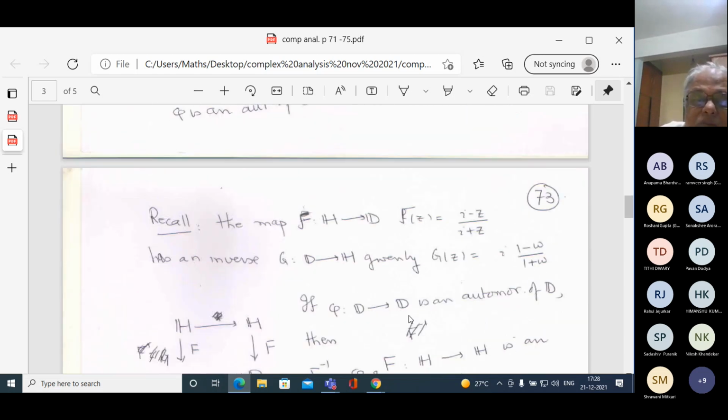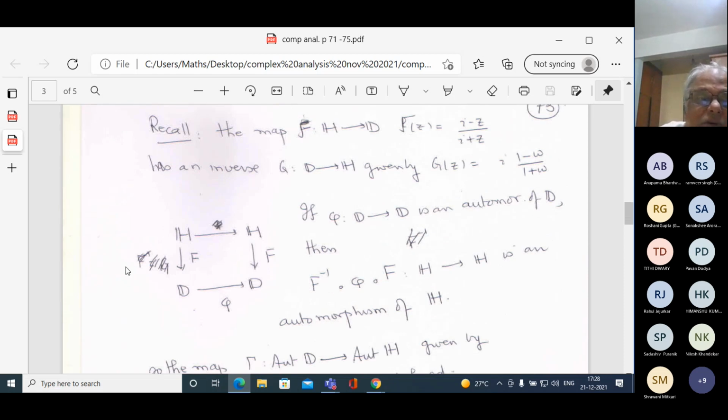So this is a biholomorphic thing. And therefore, if you have any automorphism of the disk, phi from D to D, we have a map F, which is a biholomorphism from H to D. And therefore, there is a natural way that you get a biholomorphism from H to H.